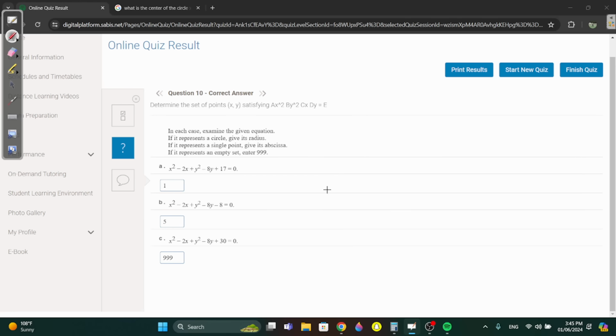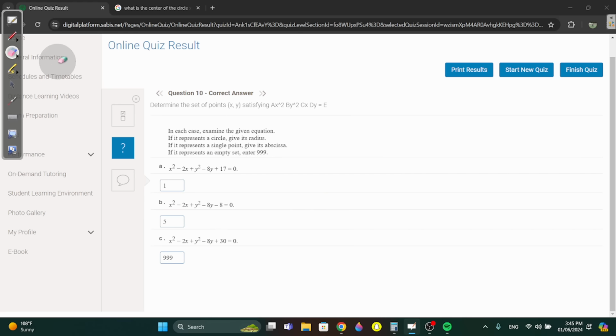The last one, let's check if it has a radius. R equals half radical a squared, so minus 2 squared, which is 4, plus b squared, which is 64, because minus 8 squared, minus 4c, so minus 4 times 30. If you do this on a calculator, you're going to get half of radical 68 minus 120, which would be minus 52, I think. Since it's a negative number under a radical, we're going to get an imaginary number, and that means there's no radius, because it doesn't exist. If it's an empty set, they said put 999.